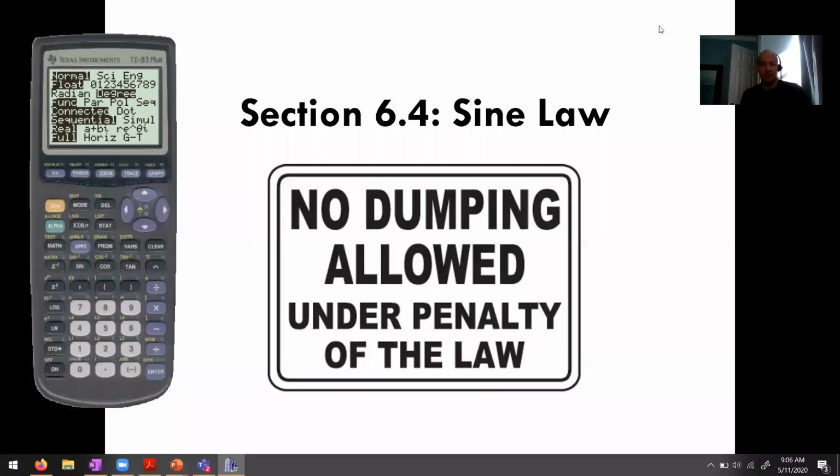Time for section 6.4, Sine Law. The gist of what we're going to do today is pretty simple. We're going to be looking at how you can solve triangles that aren't right angle triangles.